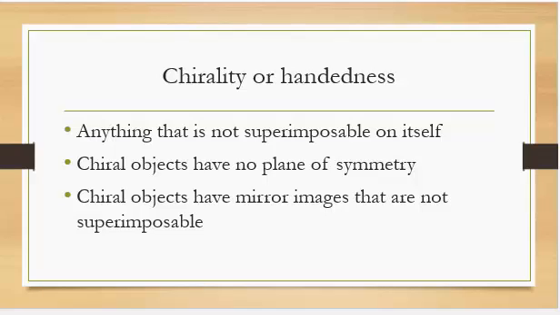The word chirality comes from the Greek word for hand, and it can be thought of as a molecular handedness. The technical criteria for chirality is anything that is not superimposable on itself. Chiral objects have no plane of symmetry, and their mirror images are not superimposable. So what does this mean?